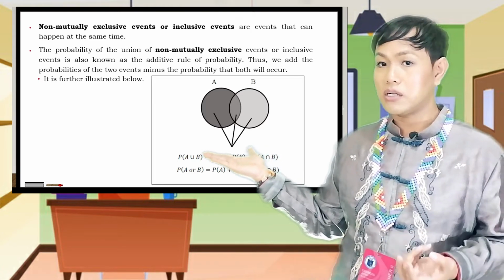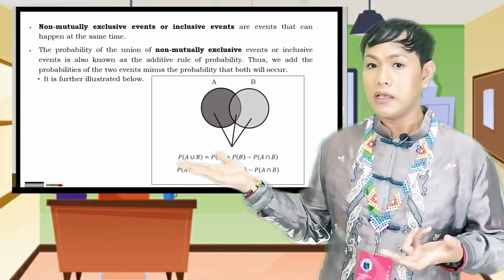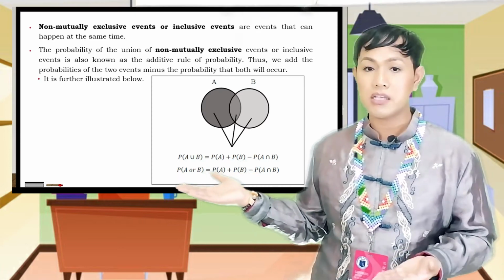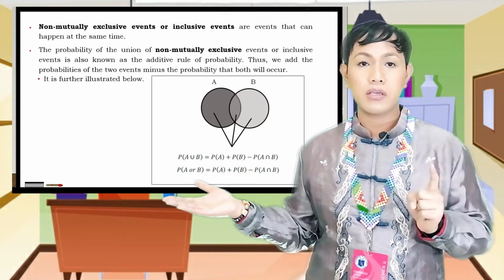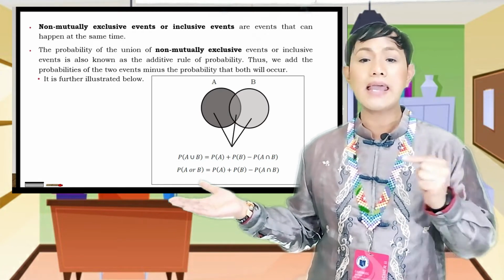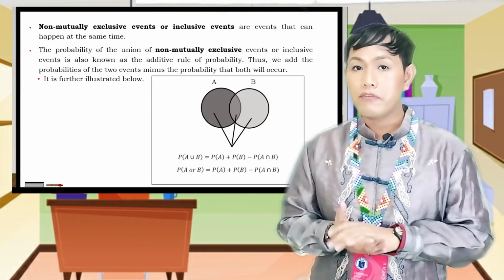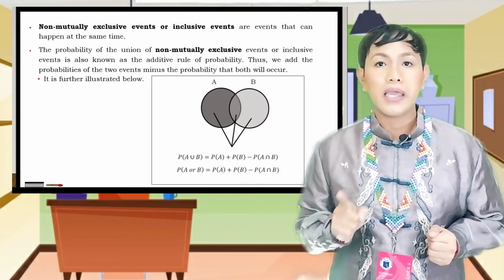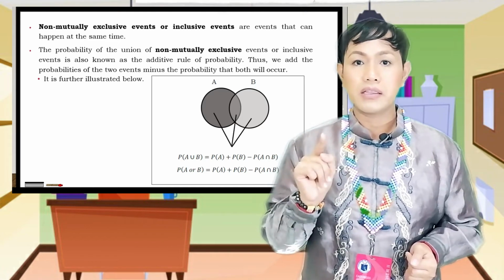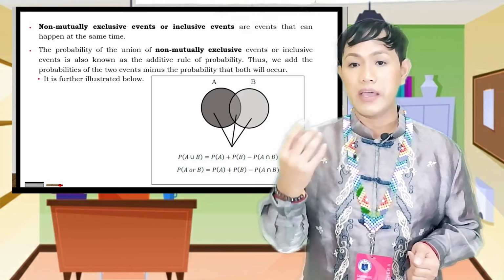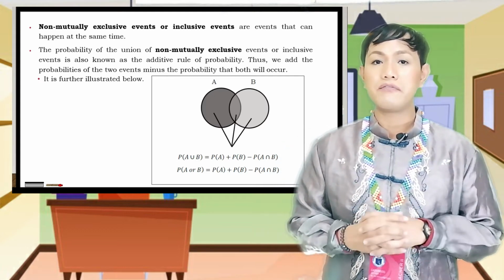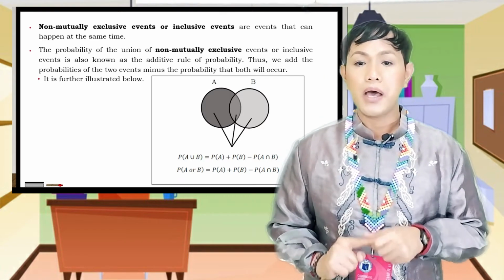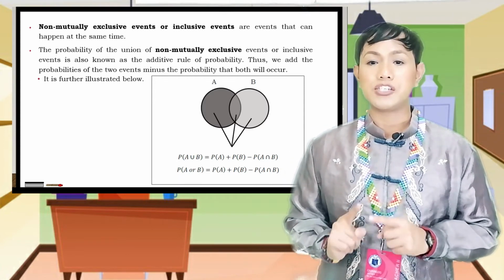Once again, we have two circles, and these two circles overlap, labeled A and B. So for us to further illustrate what non-mutually exclusive events are, we say that the probability of events A or B, the union of events A and B, is equal to P of A, the probability of event A, plus P of B, the probability of event B, minus the probability of event A intersection event B. Or, the probability of events A or B is equal to the probability of A plus the probability of B minus the probability of event A intersection B.